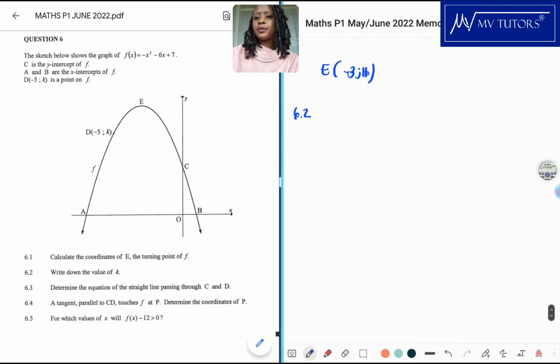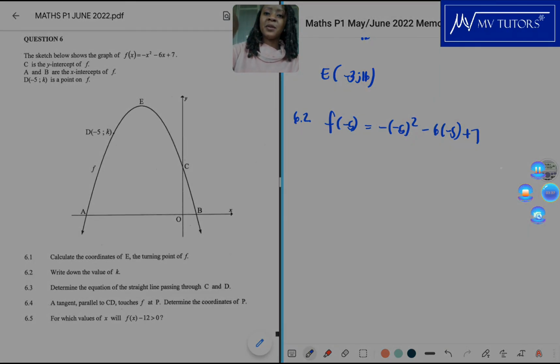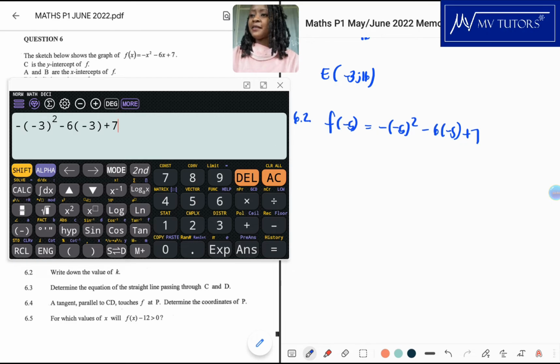Now, 6.2. Write down the value of K. Basically we have the x value of D. Now we're looking for the y value. So what are we going to do? We're basically going to go to our original equation and substitute in minus 5. So minus 5 squared, and then 6 times minus 5, plus 7. We're going to go back to our calculator and put minus 5 where minus 3 was. So now we have 12.